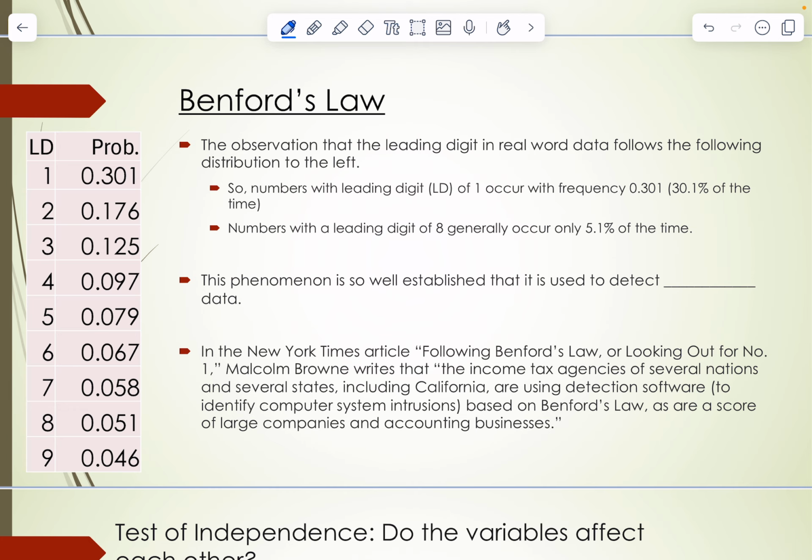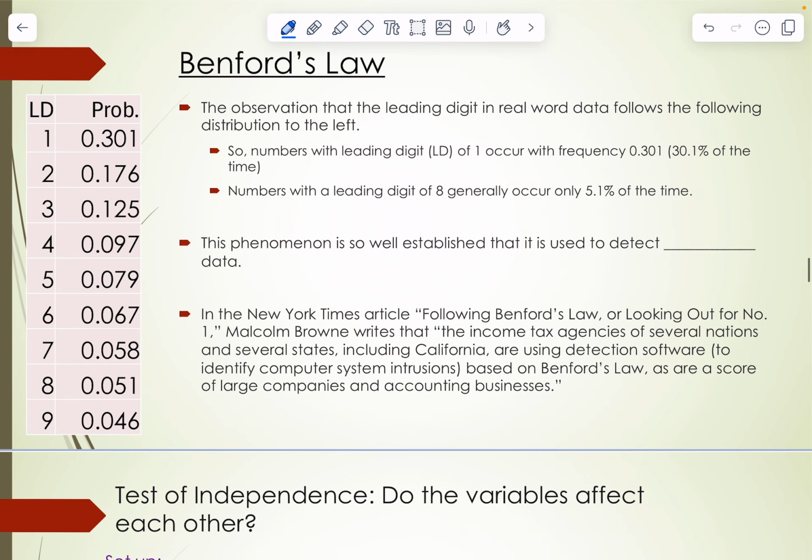So in your data set, you can expect about 30% of the numbers to begin with a 1. Isn't that something? On the other hand, numbers with a leading digit of 8 generally occur only 5.1% of the time. So in your big data set, you can expect about 5% to begin with an 8. This phenomenon is so well established that it is used to detect fraudulent data, data that has been doctored.